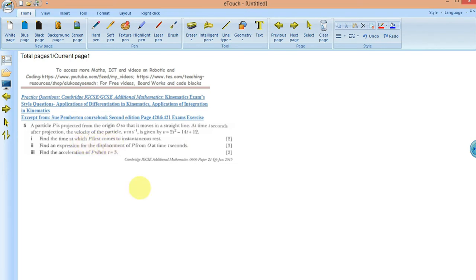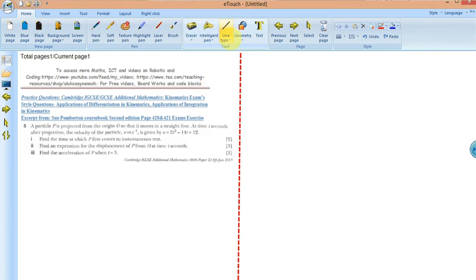Don't forget, guys, there's more emphasis on this word instantaneous. What is an instant? Don't forget that a particle is at rest at an instant when velocity equals 0. So anytime you see something like at an instant, make sure that velocity is equated to 0. And so the velocity is given.